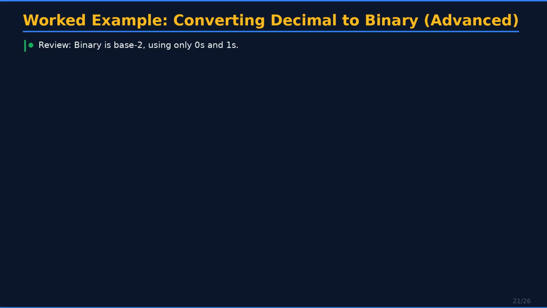Now, we only sum the weights where we have a 1. So, we take the 4 from the first position, plus the 1 from the last position. 4 plus 1 equals 5. That's it. The binary number 101 is simply the decimal number 5. This works regardless of how long the number is, as long as we correctly identify the corresponding 2 to the power of n weight for each position. Let's tackle a slightly longer example.